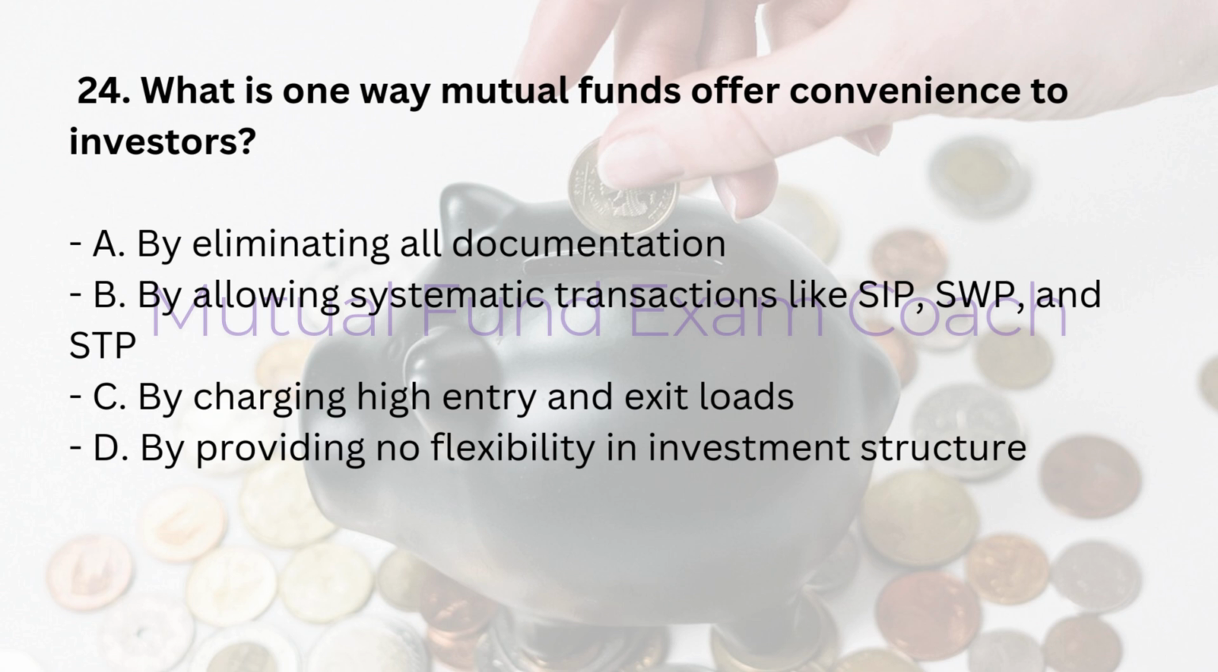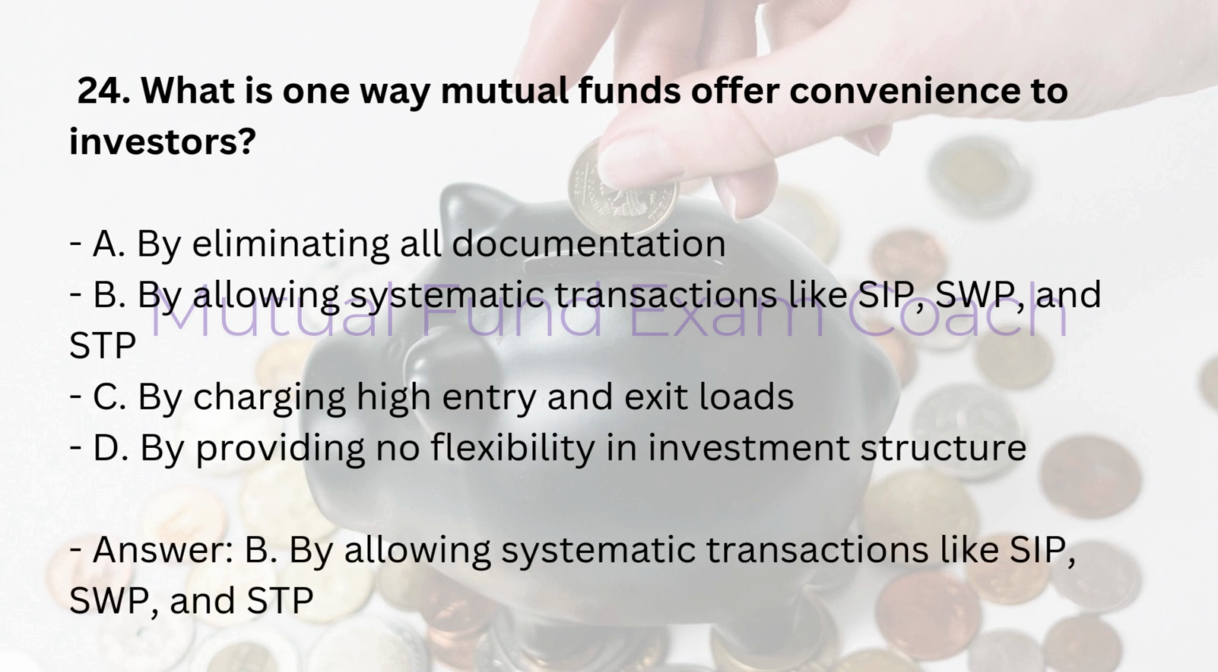24. What is one way mutual funds offer convenience to investors? A. By eliminating all documentation. B. By allowing systematic transactions like SIP, SWP, and STP. C. By charging high entry and exit loads. D. By providing no flexibility in investment structure. Answer, B. By allowing systematic transactions like SIP, SWP, and STP.